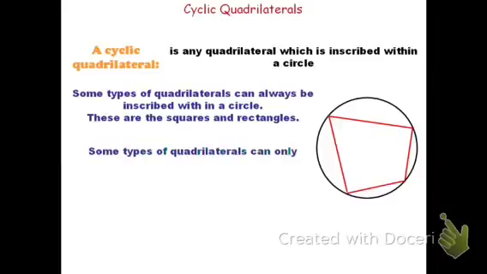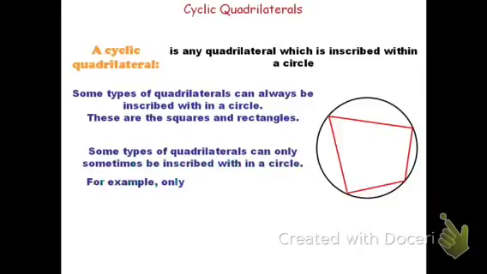Some quadrilaterals can only sometimes be inscribed within a circle. For instance, parallelograms and trapezoids, only some of those are actually cyclic. If the perpendicular bisectors all intersect at the same point, then it'll work. If the perpendicular bisectors do not intersect at the same point, then it won't be cyclic.